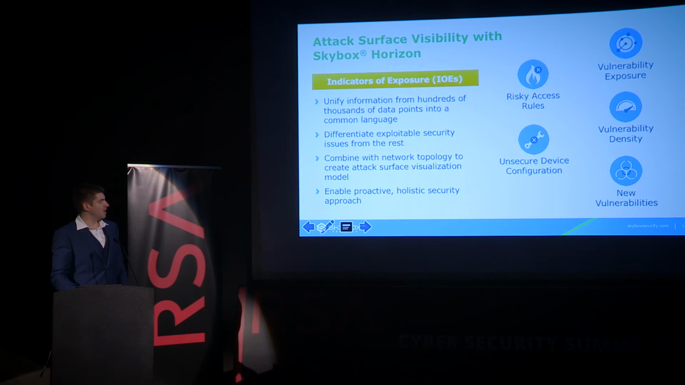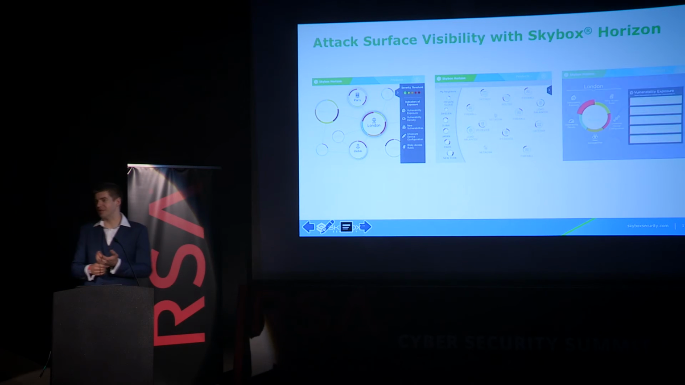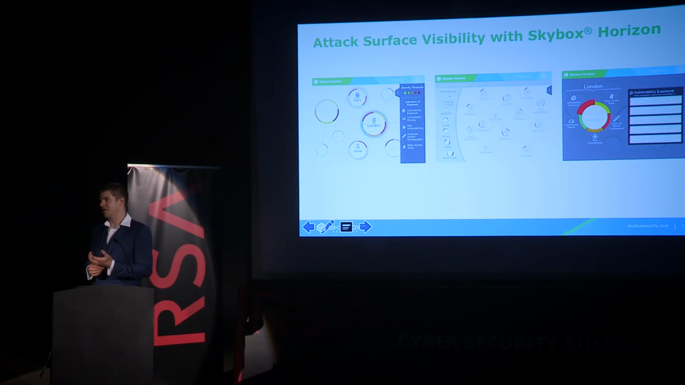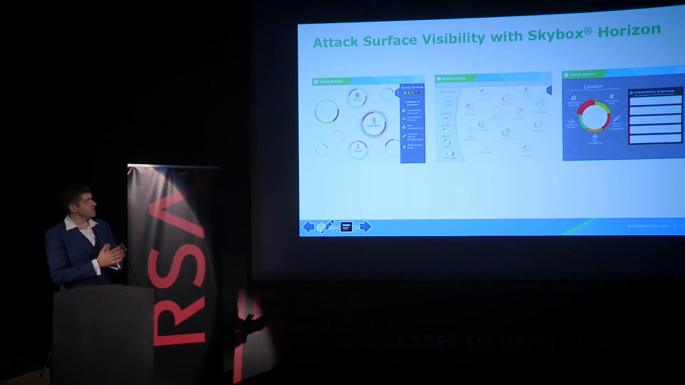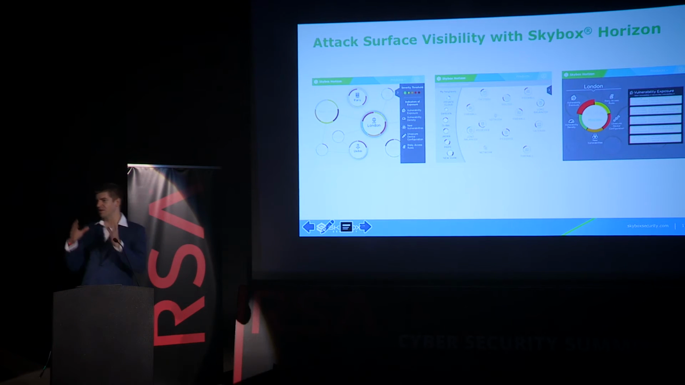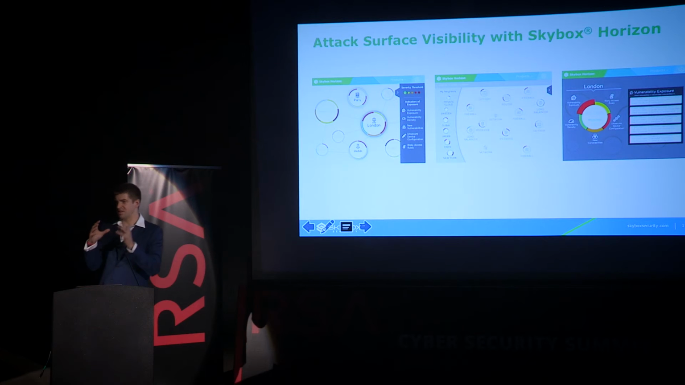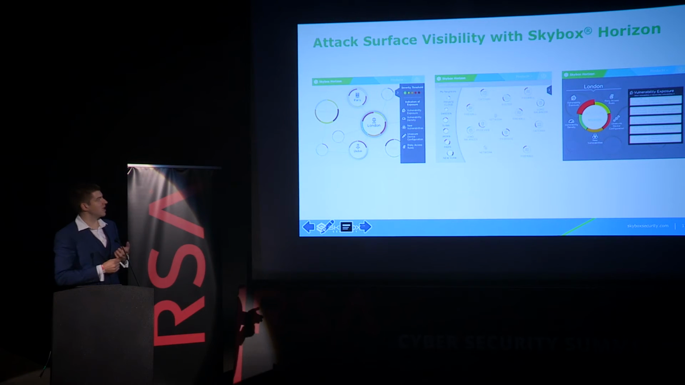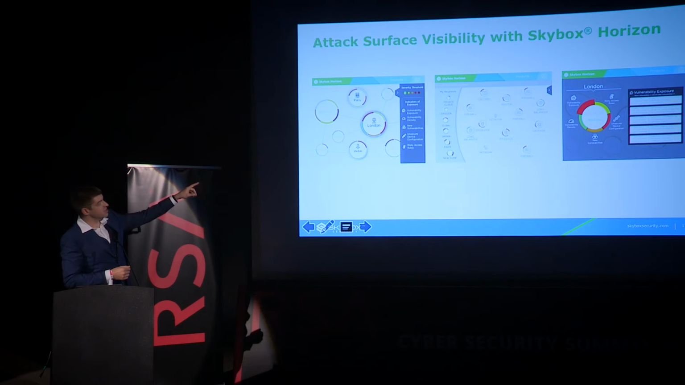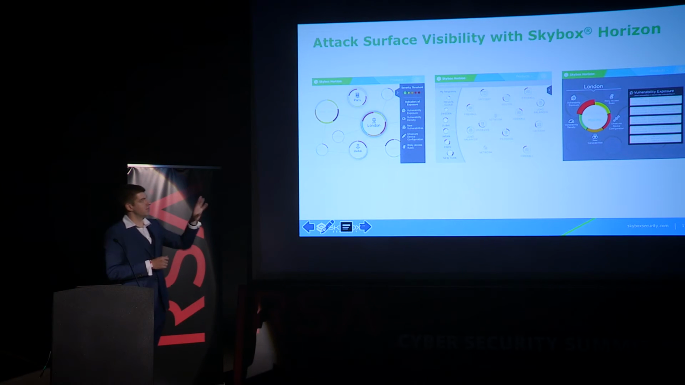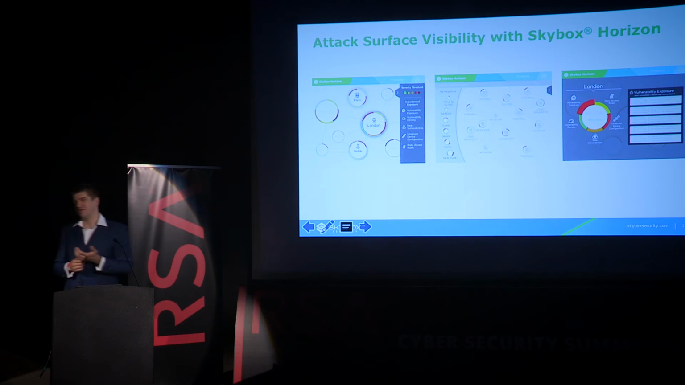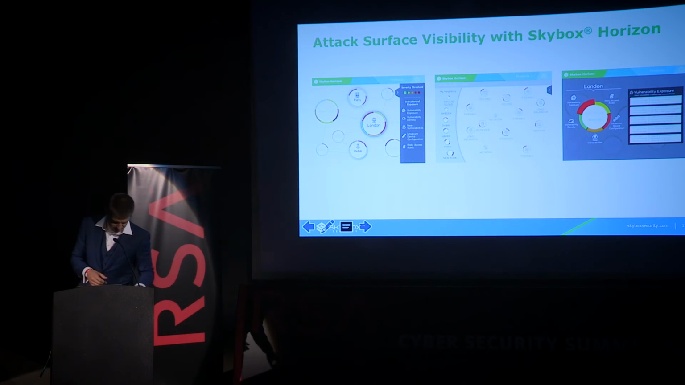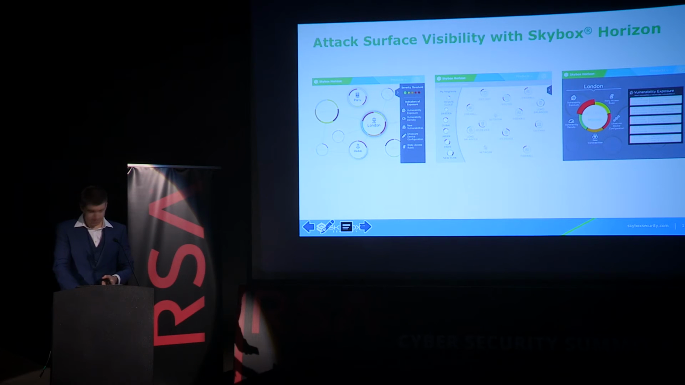So how does the product really look? And I said we'll do a live demo this afternoon. So this is Skybox Horizon. As you see, it's not only circles. Circles represent the size or the number of the assets inside that network. If you drill down, as you see in the middle screen, you would see separate devices, and every device is analyzed using those 5 indicators of exposure, or sometimes I call them indicators of risk.